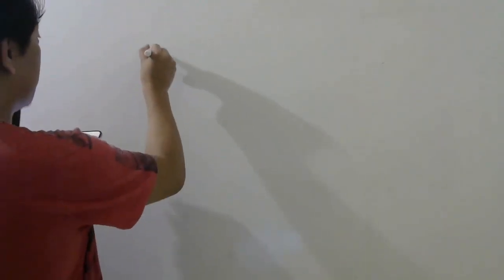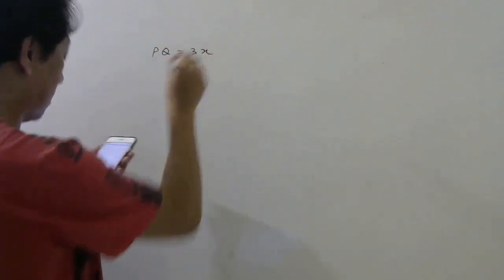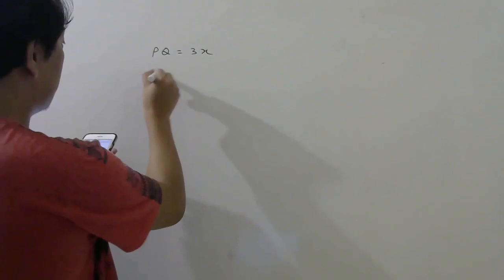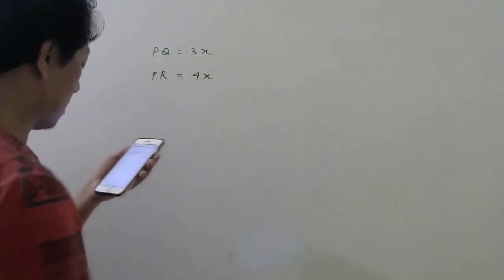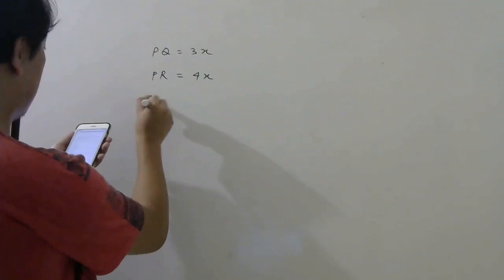Okay, let us now solve question number 3. A steady current I goes through a wire loop PQR having shape of a right angled triangle with PQ equal to 3x. So PQR is the wire which is in the shape of a right angle triangle with PQ equal to 3x, PR equals 4x, and QR equals 5x.